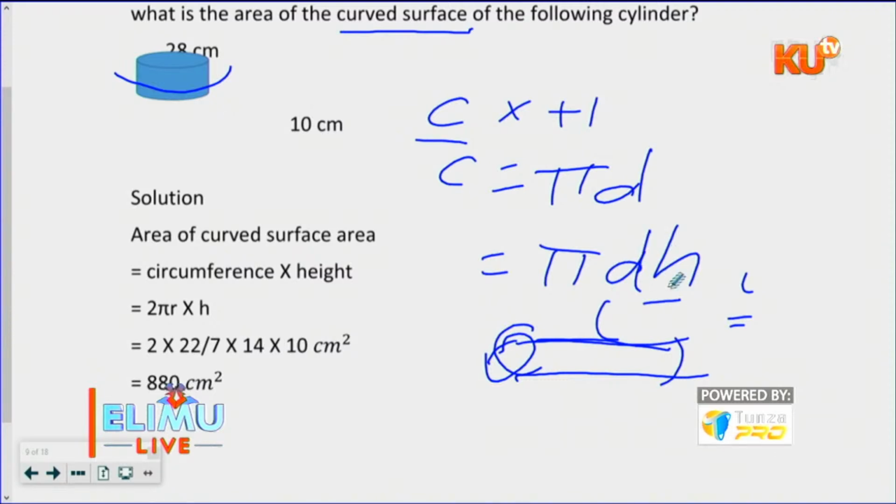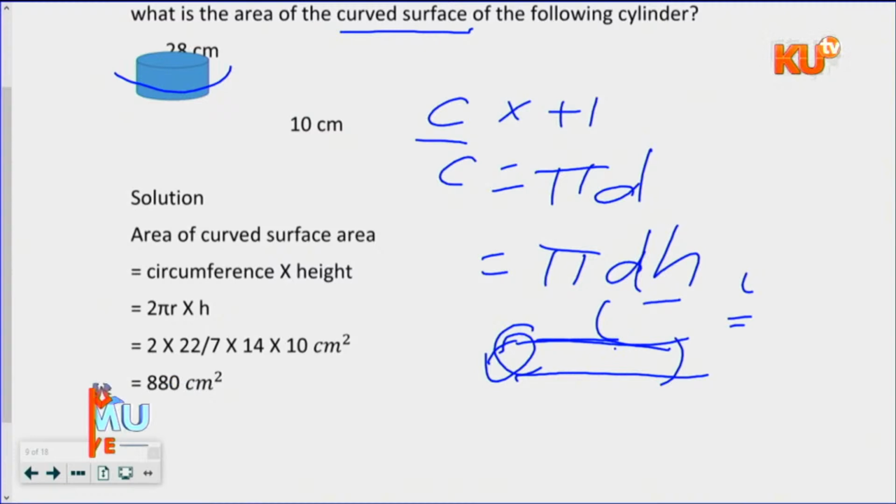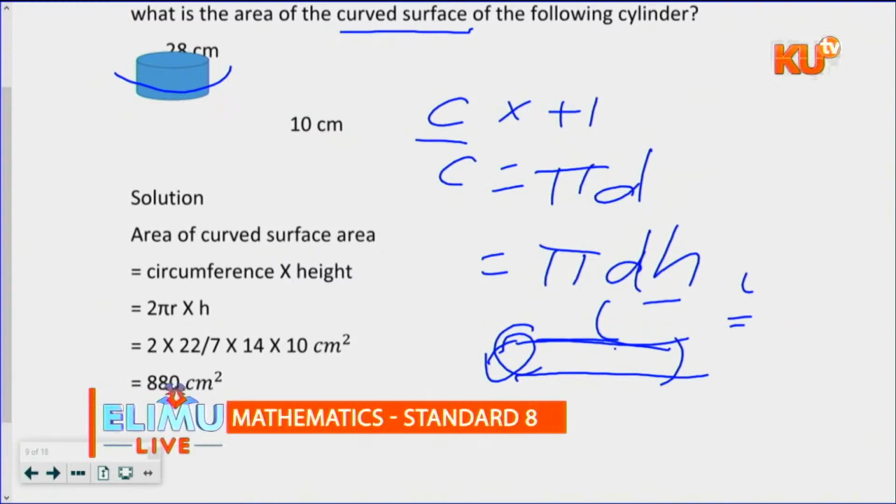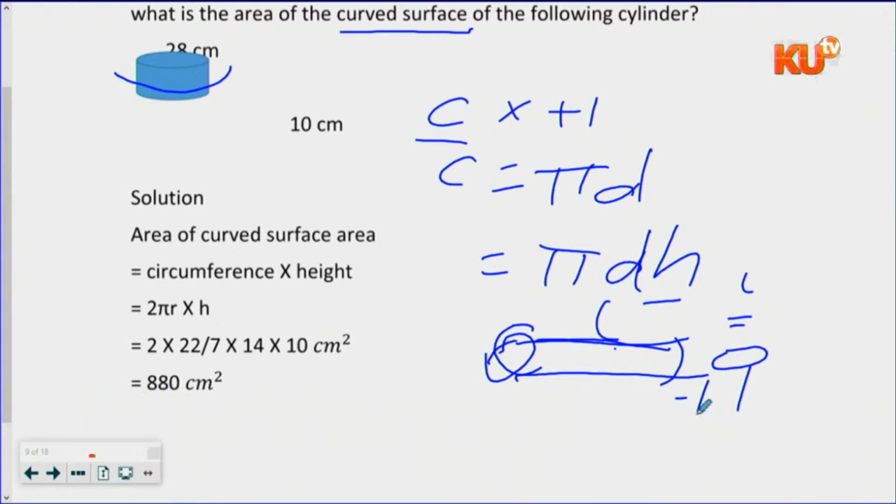Whether you use pi d h in this case, remember what h is. You should know what h is. The same shape can be drawn. You can be told, not drawn, that a swimming pool was dug under the ground. After the swimming pool was dug, then this one will be given.